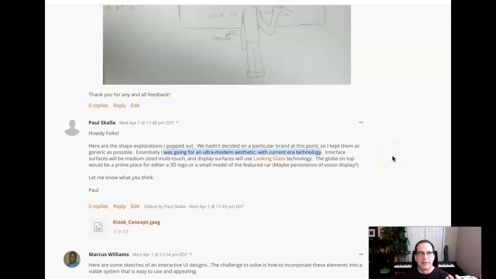We can delve into exploring technologies that maybe aren't 100% usable by today's standards. But the idea here is that we really get thinking, we really decipher the inherent problems and address them accordingly. Interface surfaces will be medium-sized multi-touch and display surfaces. The globe on top would be, okay. Globe on top is a great place for a 3D logo. Yeah. All right. That's excellent, right?